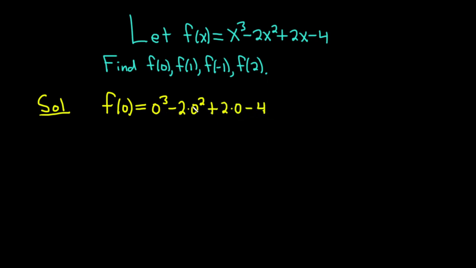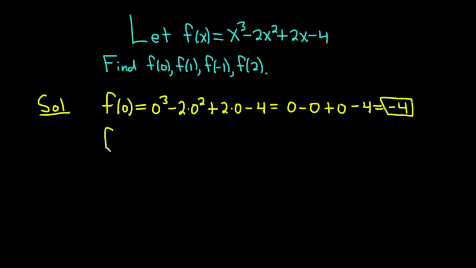So 0 cubed is 0. And then 2 times 0 squared is 0, so we get minus 0. 2 times 0 is 0, so we get 0 minus 4. All of this is 0 minus 4, so we just get minus 4. So f of 0 is equal to minus 4.